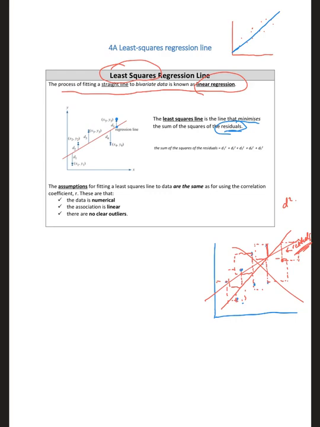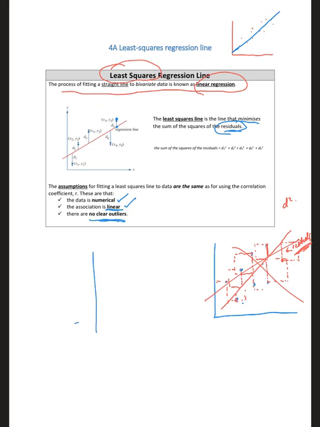When we are fitting a least squares regression line, we need to make a few assumptions about the data that we're looking at though. And these are the same for when we're looking at the correlation coefficient. So the data must be numerical. We must have a linear relationship. We can't put a line on a relationship that isn't linear. So it must be linear and there's no clear outliers.